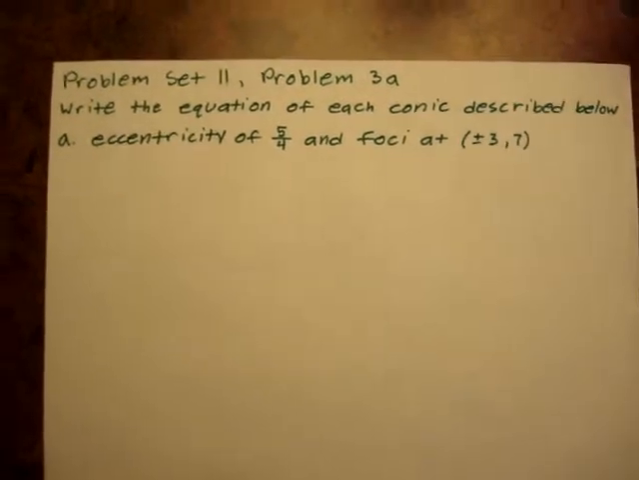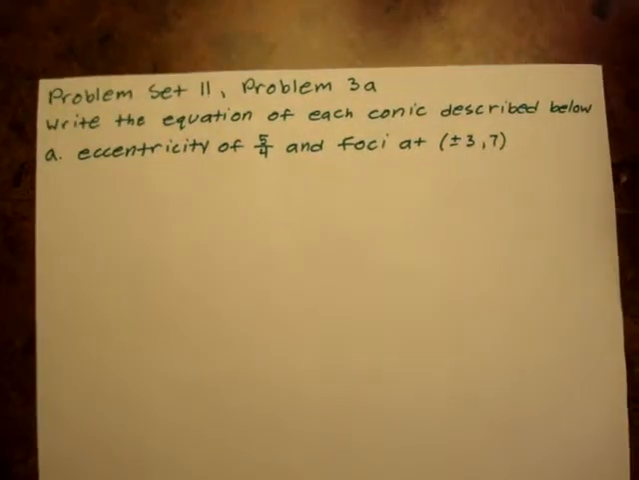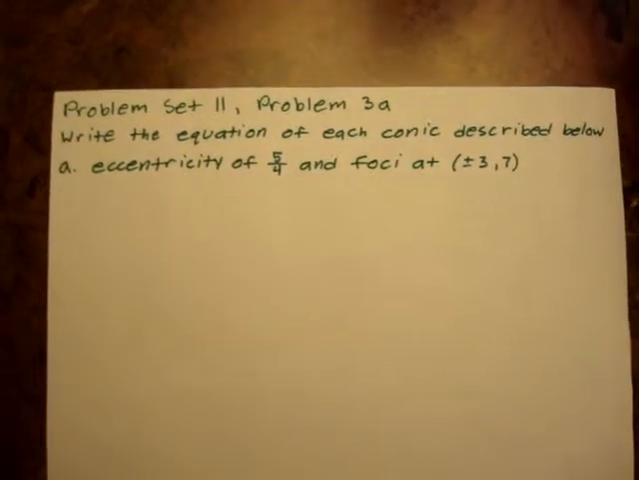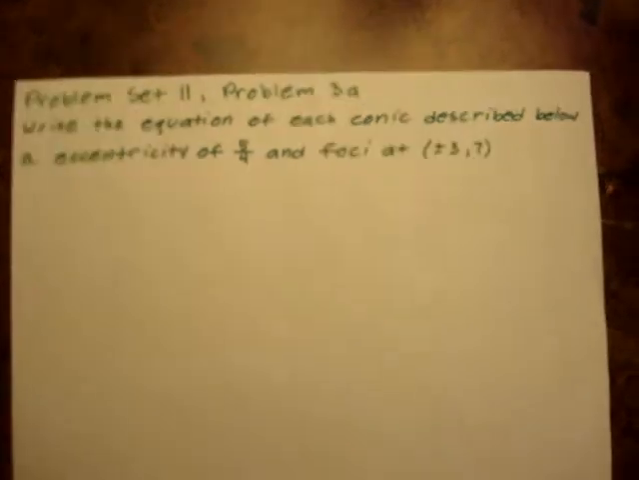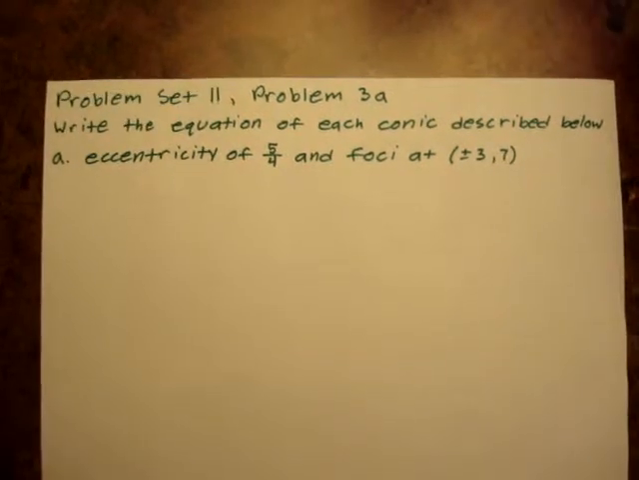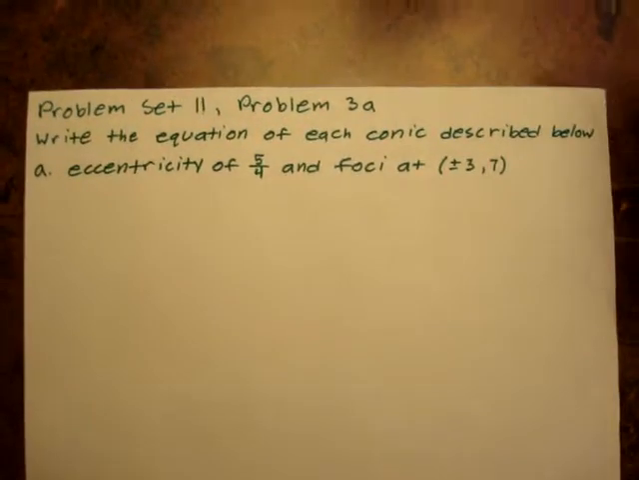Hi everyone, this is the next Pencast for 11.2 full conics. Today we're going to be doing problem set 11, problem 3a, which says write the equation of each conic described below. And we're going to do A, which gives us eccentricity of 5 over 4 and foci at plus or minus 3, 7.